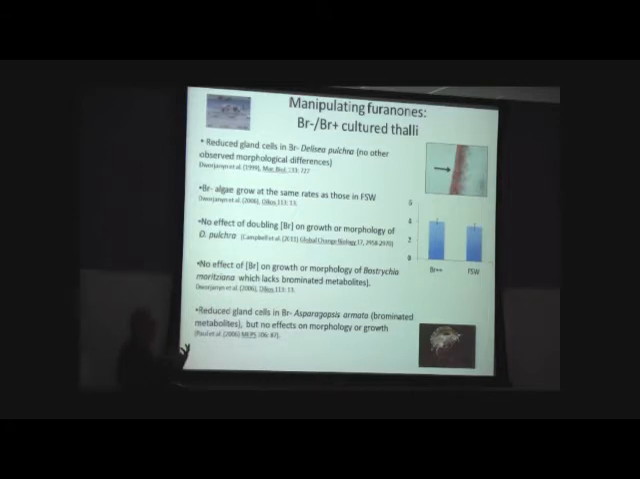So we do this trick where we grow baby Delisea in the lab in the presence or absence of bromine. In fact, that trick's been known for a number of years, but we took it and applied it in the context of chemical defense.